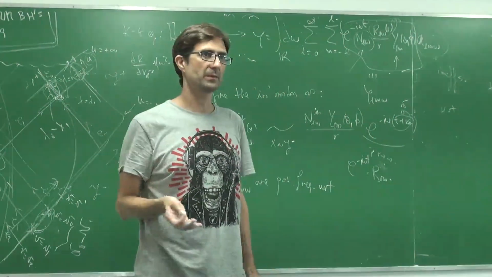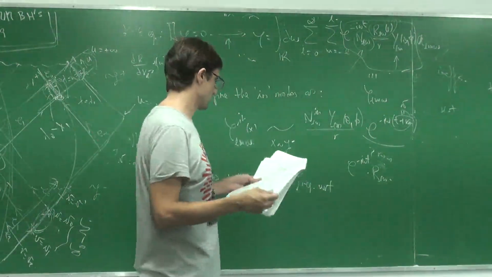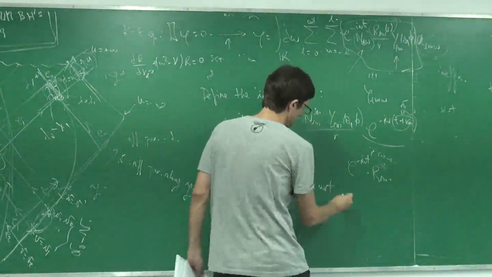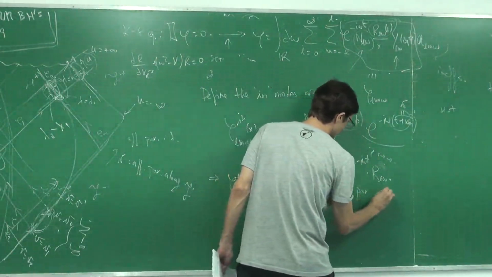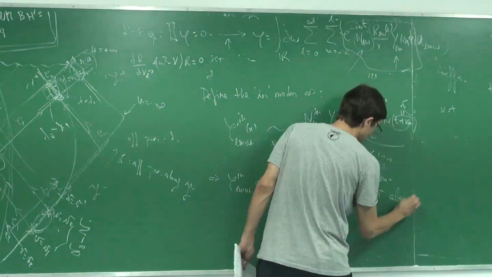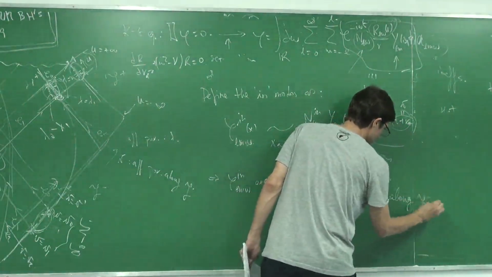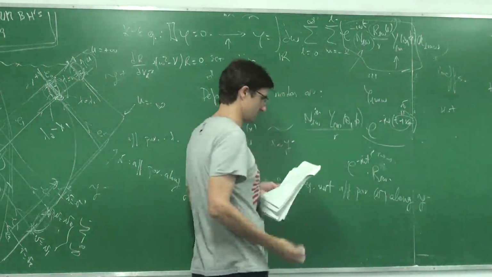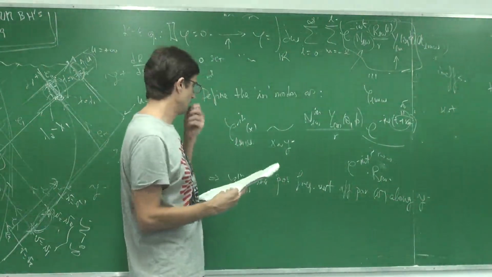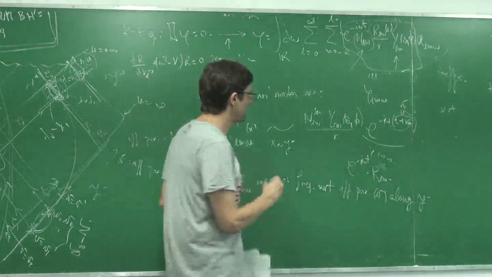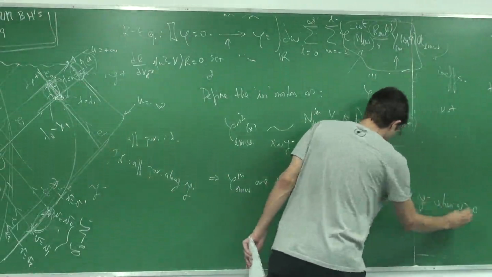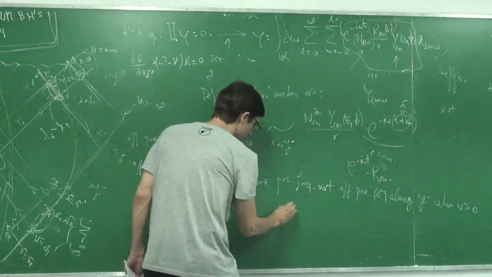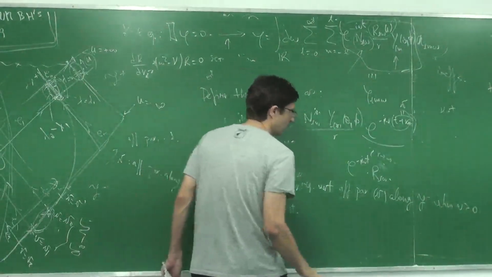V is the affine parameter along chi minus. With respect to the affine parameter V along chi minus, that's true when omega is positive, and there are negative frequency modes when omega is negative.